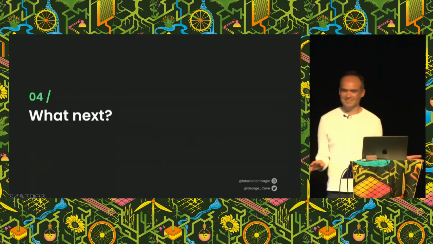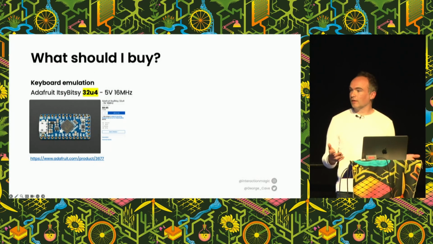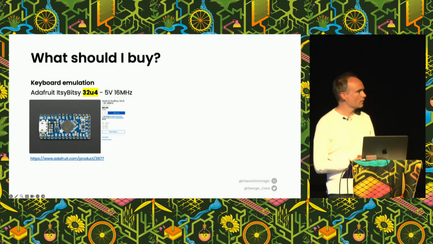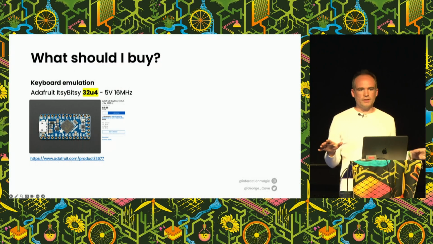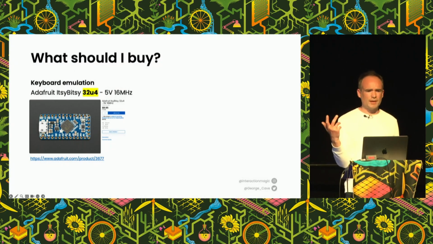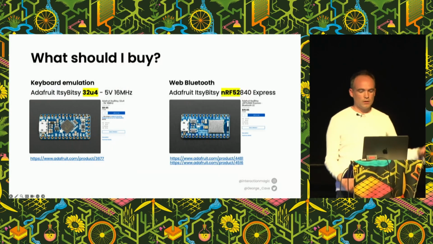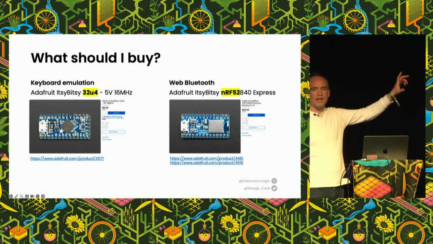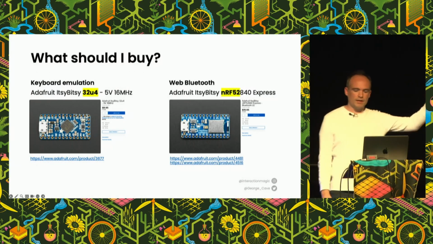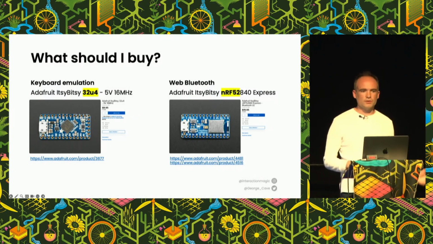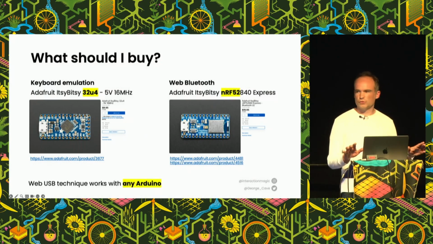Okay, what next? If you want to have a go at this, maybe looking for what to buy, keyboard emulation works with any Arduino really, the best thing is any Arduino that says 32U4 or SAMD in the description. This is the chip architecture. I always use these Adafruit Itsy Bitsy ones. I think they're very reliable. For web Bluetooth, I use anything with this NRF52 in the name. This Adafruit Itsy Bitsy one is very good. These are the ones that are running in these bells right here. For web USB, you can use literally any Arduino.